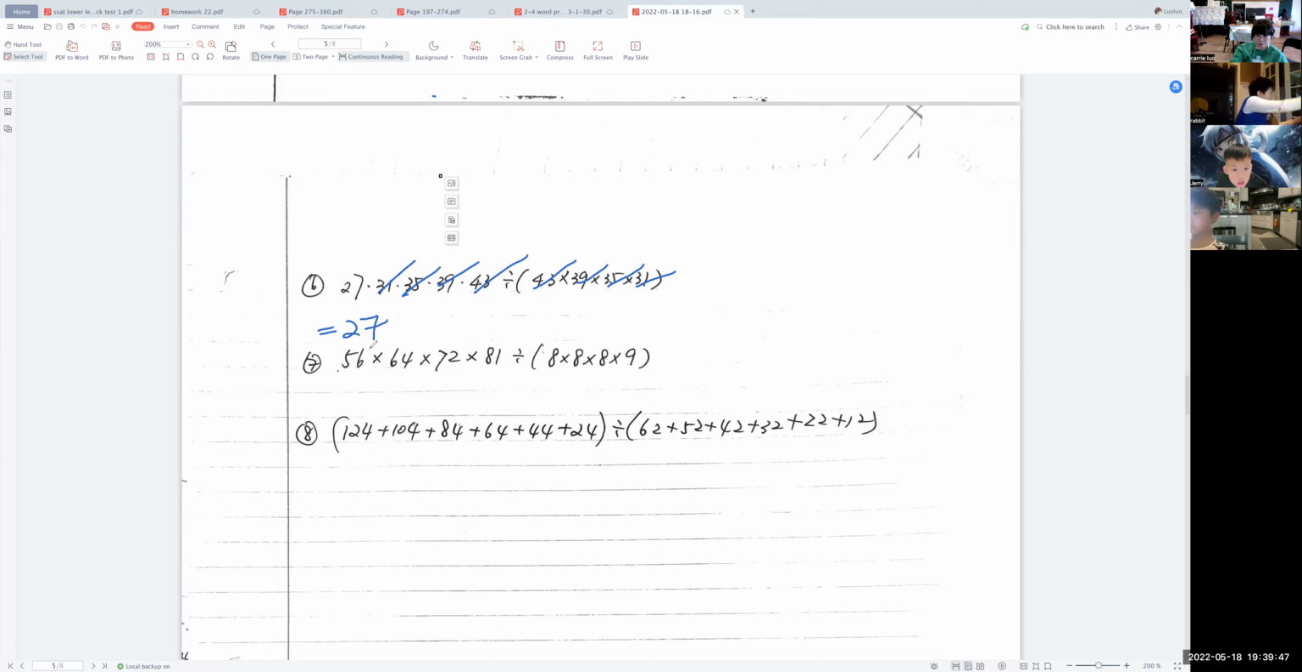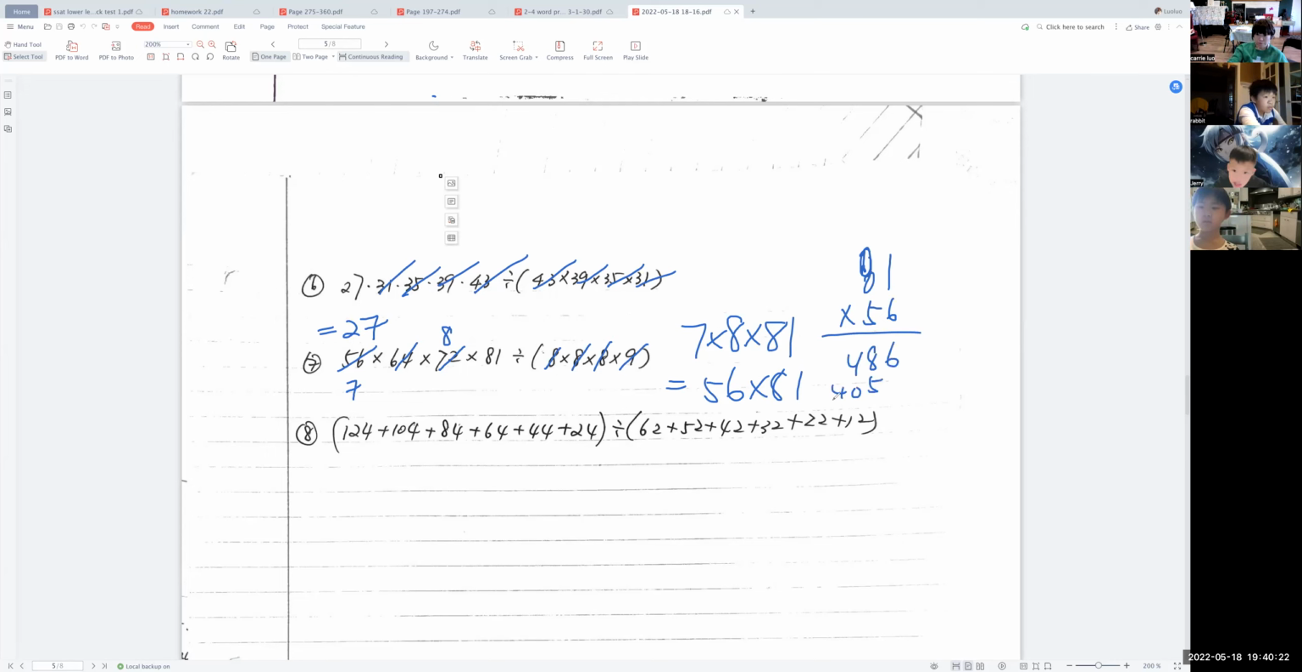So the answer is 27. This one, 56 equals 7 times 8, so we have 7 left. 64 equals 8 times 8, so this one is gone. 72 is 9, so 9 is gone. So 8 is here. So it's 7 times 8 times 81, so it's 56 times 81. 81 times 56 equals 4,536.